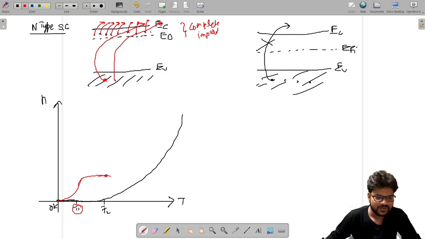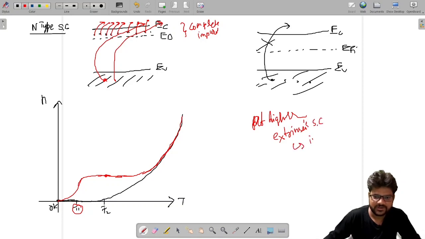Then at higher temperature the number of electrons will also start increasing, and at very high temperature the plot of the number of electrons for the n-type semiconductor will follow the plot for the pure semiconductor, because at higher temperature an extrinsic semiconductor acts as an intrinsic semiconductor. Why does this happen? Because the band to band transition, that is, electrons going from the valence band to the conduction band, will overcome the complete impurity ionization. This is why the plot for the n-type semiconductor follows the plot for the pure semiconductor at higher temperature.